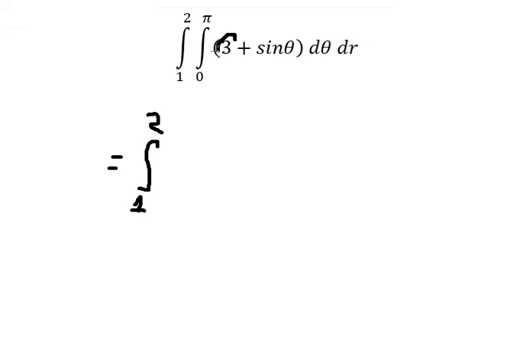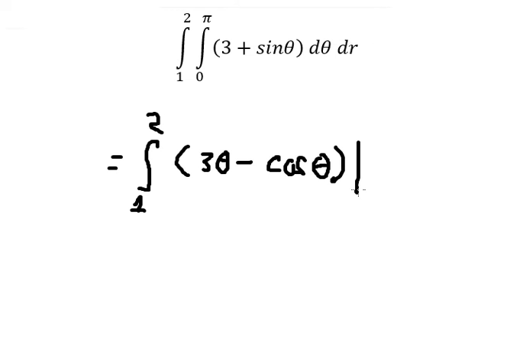The integration of 3 is 3 theta. The integration of sine theta is negative cosine theta. And we put the bounds from 0 to b. We put b here, and 0 here.